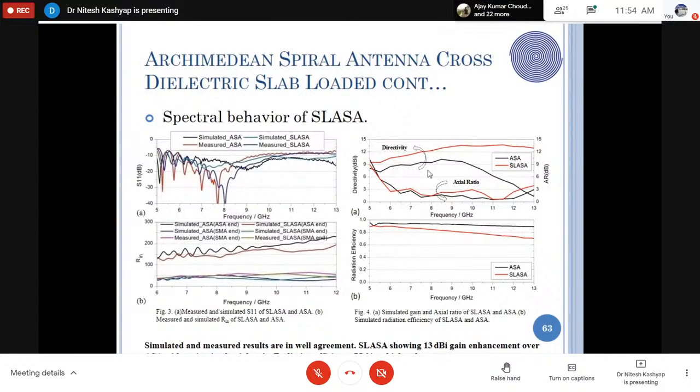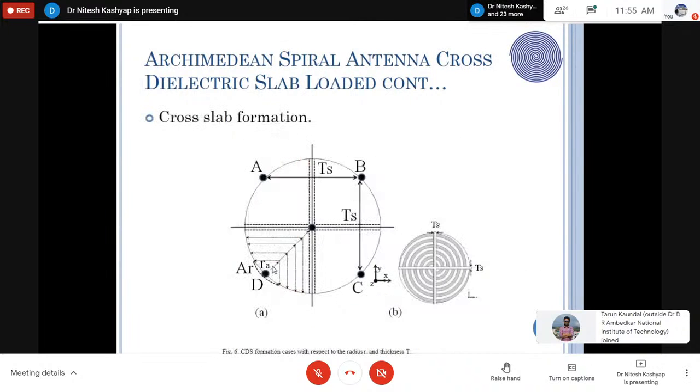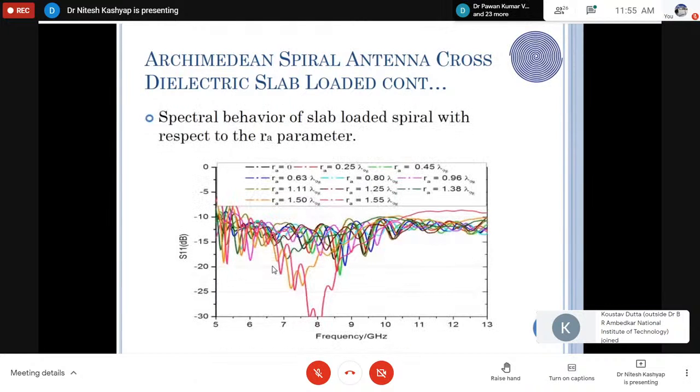We can see that the Archimedean spiral antenna has the lowest gain at the high frequency. But if I place the dielectric slab, we can see that the directivity of the antenna is improved. The axial ratio is maintained, the radiation efficiency is maintained, and other parameters are maintained.